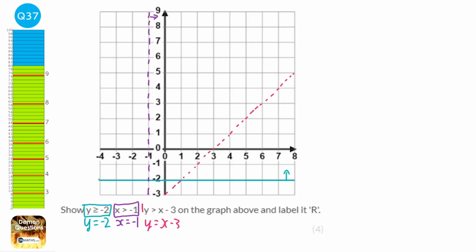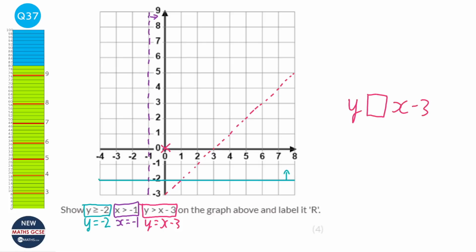And here we're given that y is greater than x minus 3. So what we do here is we pick a point. I'm going to pick a coordinate, and I'm going to pick 0, 0. 0, 0 is always my go-to one. Write out the equation, and I'm just going to put a box here. So x minus 3, and fill in the coordinates for 0, 0. So 0, blank, 0 minus 3. 0 take away 3 is minus 3.